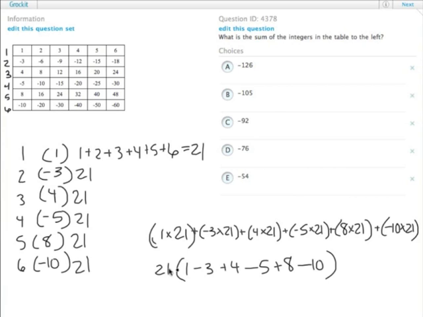Which is a mouthful, but not nearly as much of a mouthful as adding up all of those things individually. So this is 21 times minus 5, which equals negative 105. Answer choice B.